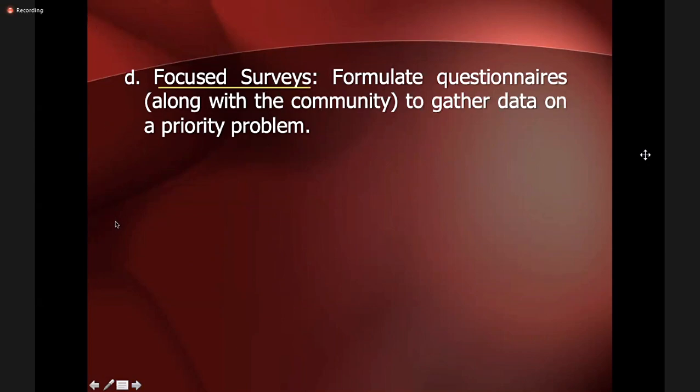So, another is focus surveys. You formulate questionnaires along with the community to gather data on a priority problem. So, you can also do this instead of the assessment. Very simple. You can have 4 questions, yes or no, then you can just gather it. Or you can also do it by text.